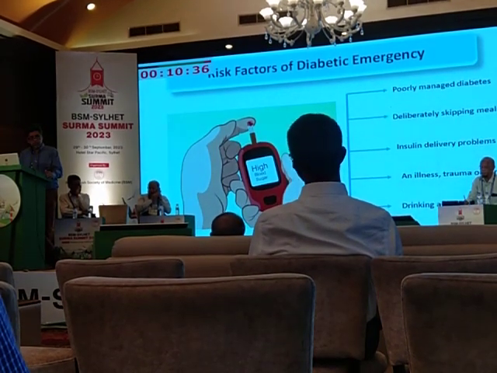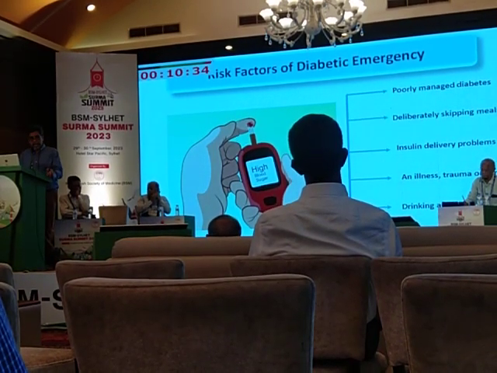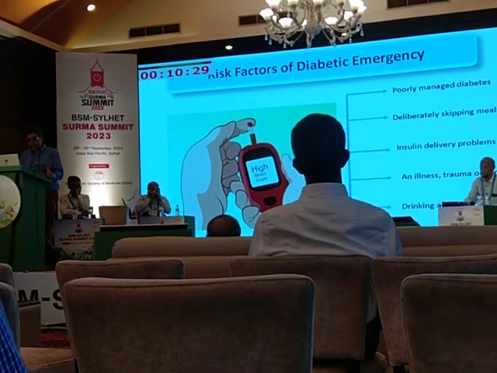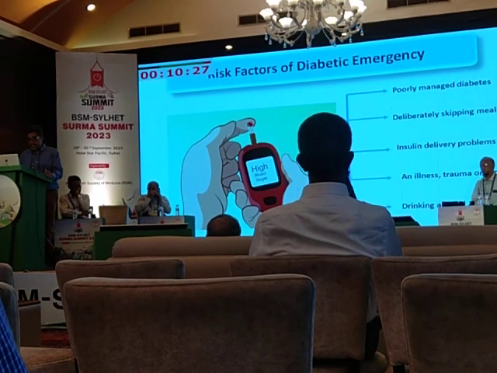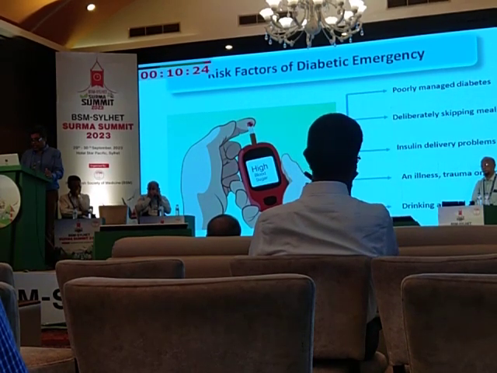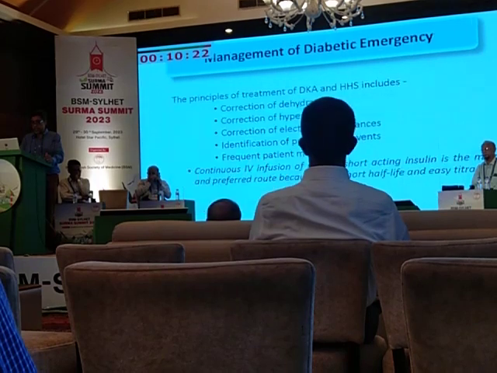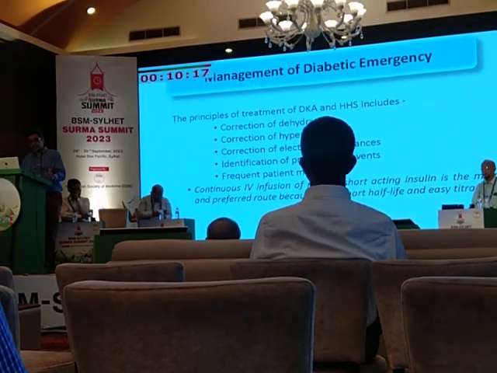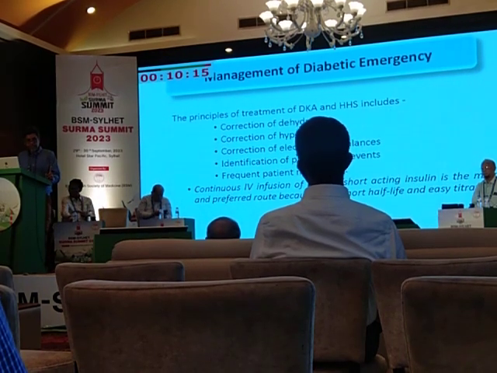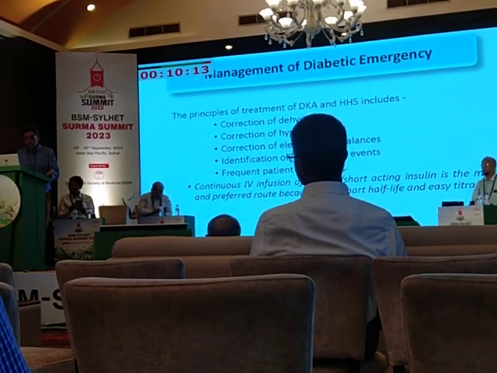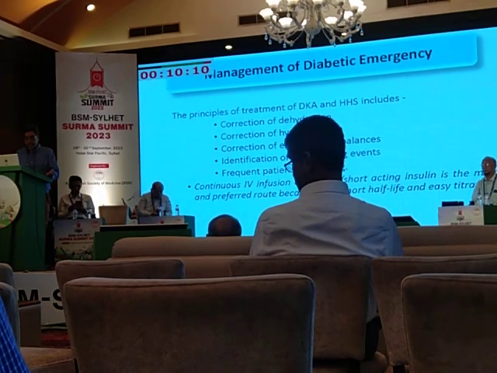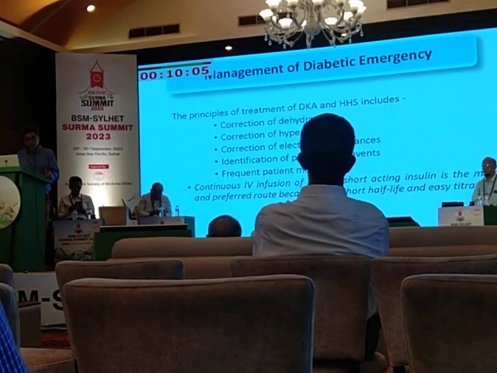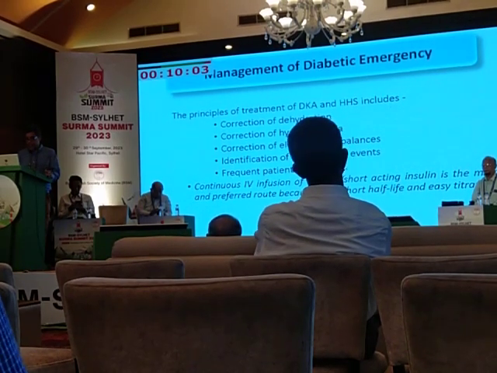What are the risk factors? Poorly managed diabetes mellitus, skipping meals, insulin overdose or skipping insulin, insulin delivery problems, illness, trauma, surgery, and drinking alcohol or drugs. Some drugs can cause hypoglycemia. So considering the management of diabetic emergency, we should keep in mind that hypovolemia should be addressed, hyperglycemia should be addressed, and electrolyte imbalance should be addressed. Identification of all the precipitating events and frequent monitoring is important. Otherwise, we can lose the patient.